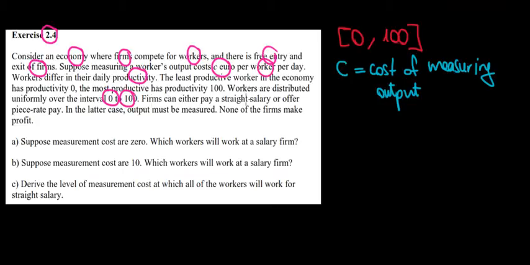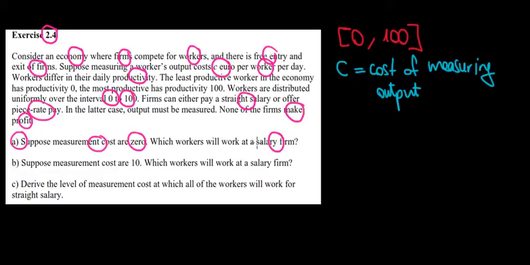Now, firms can either pay a straight salary or they offer a piece rate pay. In the case of piece rate pay, the output must be measured, and we just said it costs €C per day. None of the firms make a profit. So in part A, we suppose that the measurement cost is 0. Which workers will work at a salary? Which workers are going to go for the fixed salary?